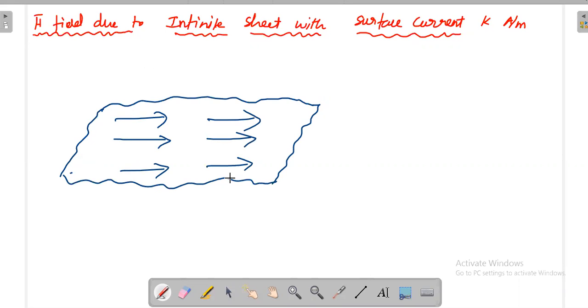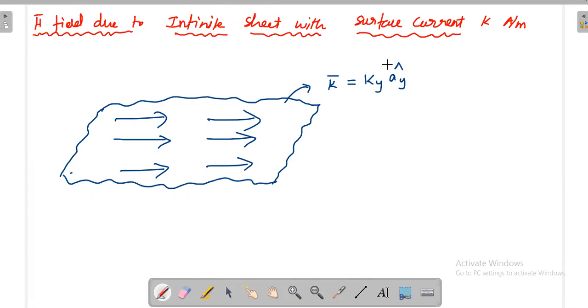Once the surface current flows in this direction, I can write K bar is equal to Ky, because it has a component only in the y direction, Ky Ay cap. Now, what is the magnetic field due to this sheet?